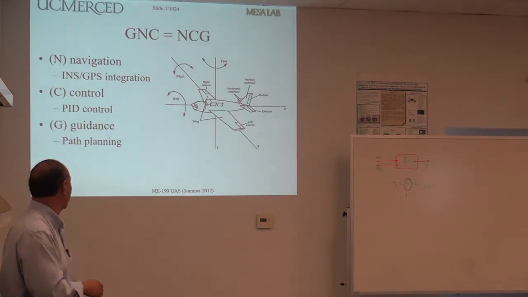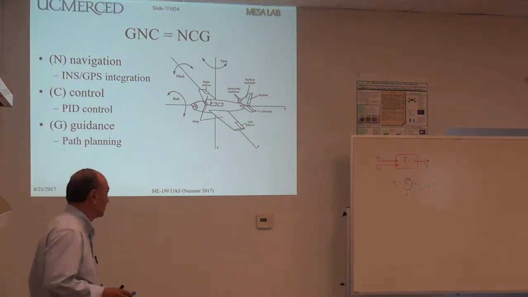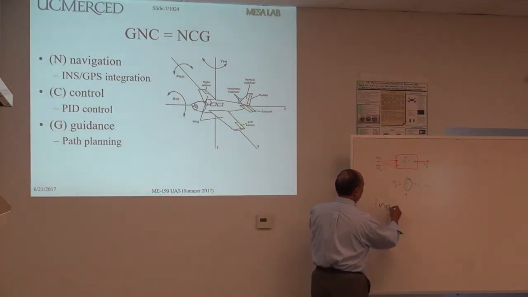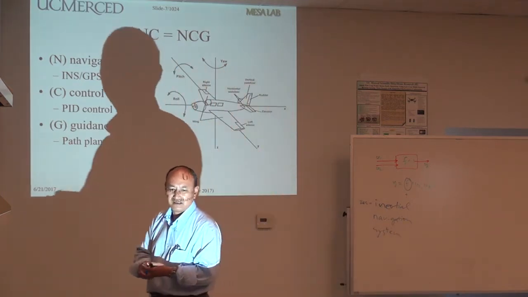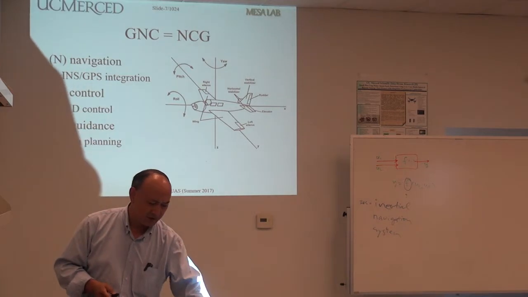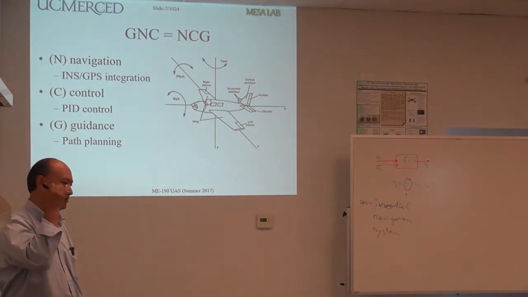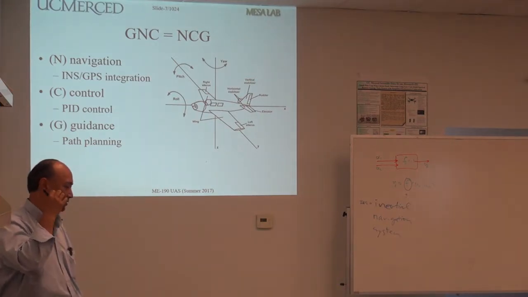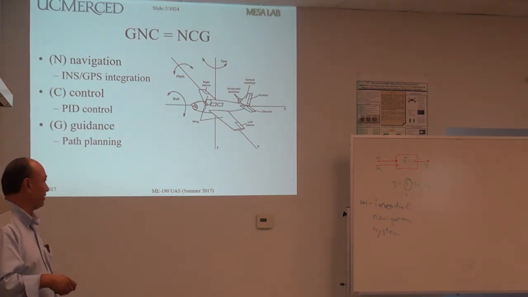So that you do inertial, INS, the inertial navigation system, and GPS integration. INS means accelerometers, gyros, digital compass or digital magnetometers, pitot tubes, pressure sensors, and GPS integration.